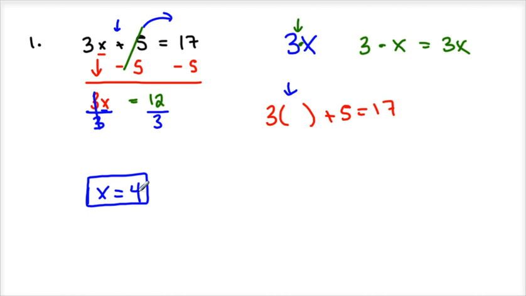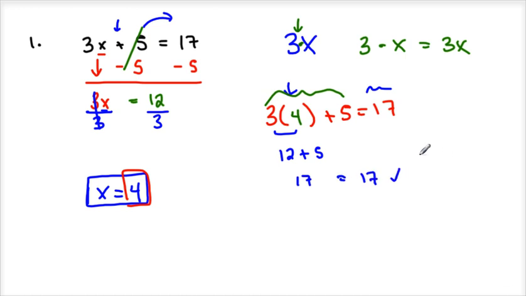So this is what I'm plugging in for x here. We said x is equal to 4, so let's plug in 4 for x. If all is right, then this side should be equal to this side. So 3 times 4 gives 12, plus 5. 12 plus 5 is 17, and does 17 equal 17? Yes, and there's your check.